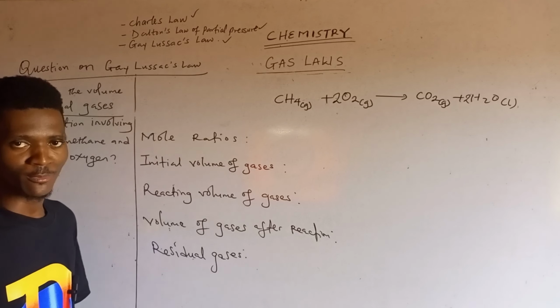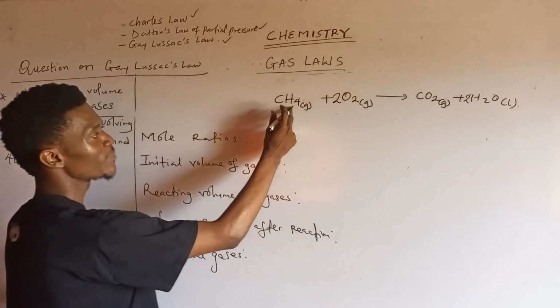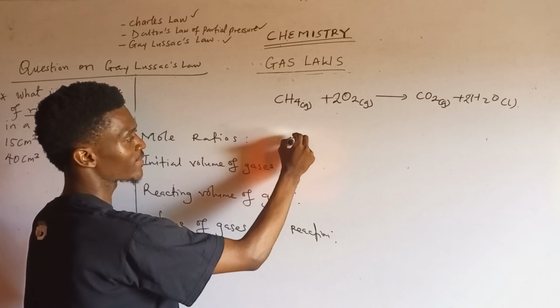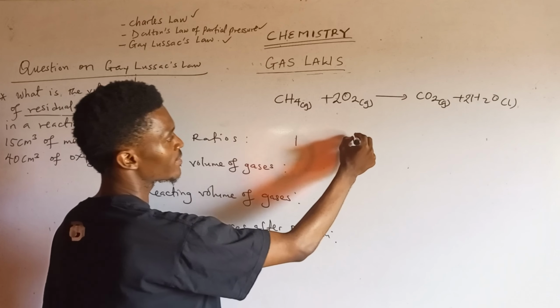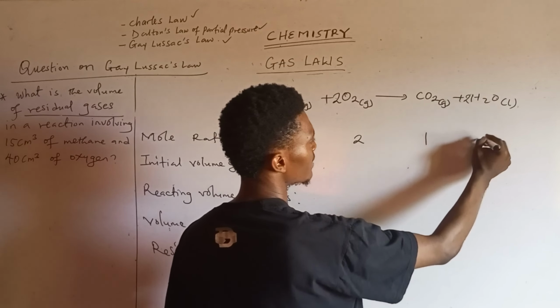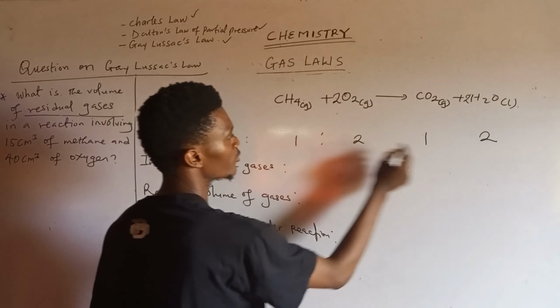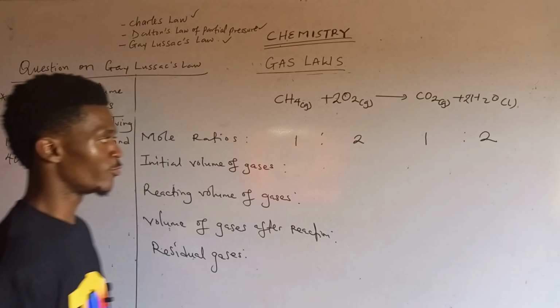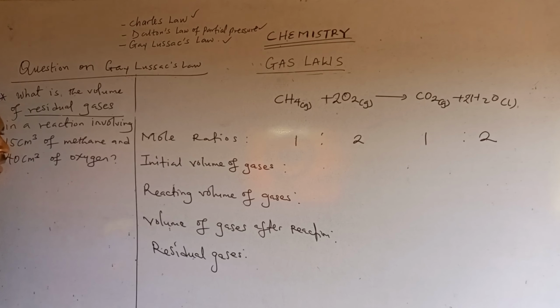So looking at the mole ratio, let's follow up. What's the number of moles of methane here? Here is 1. Then this one is 2. Then this one is 1. Then this is 2. So it's 1:2:1:2. Then from the question, we can get the initial volumes of the gases that were provided.